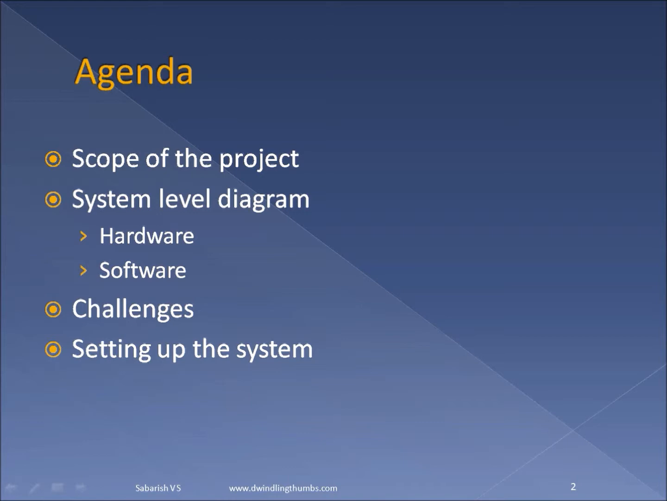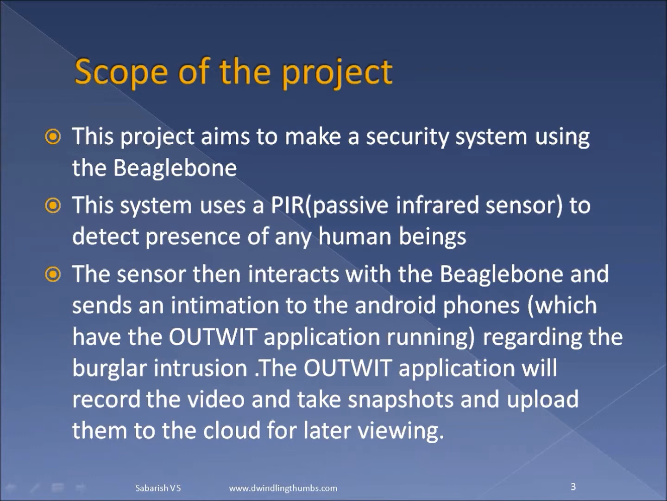So the system level diagram, let's go into it. What I have done is I have written a security system using Outwit. I have connected a passive infrared sensor to my BeagleBone. The infrared sensor is connected to my GPIO pin number 25 and it triggers the moment any motion is detected. The sensor then interacts with the BeagleBone and sends an intimation to the Android phone through my Java server.